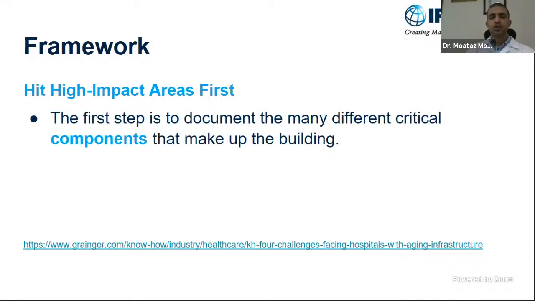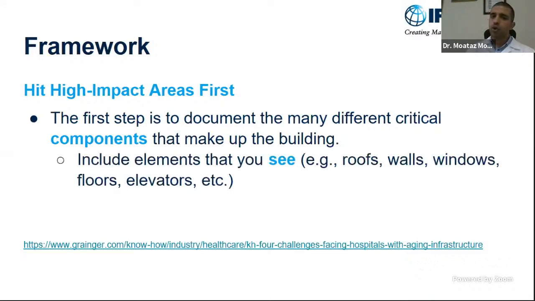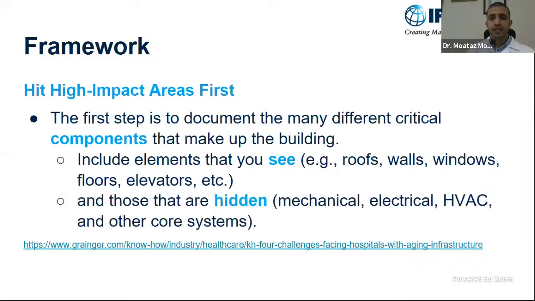The first step is you should document all the different components that constitute your building, that constitute your facility. You have to be very thorough and very comprehensive in this step in order not to miss an important component of your facility management system. You should include all the elements that you see, the tangible ones, the roofs, the walls, the elevators, the floors, everything. And you should never miss the ones that are hidden, which include the mechanical, electrical, the air conditioning system, other core systems, including the fire system, your IT system, everything. So the first step should be identifying all the components that make up the building.